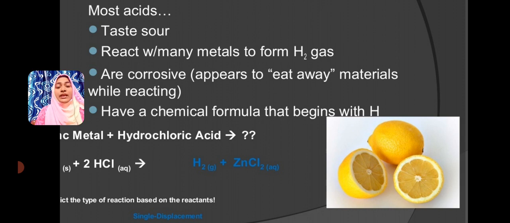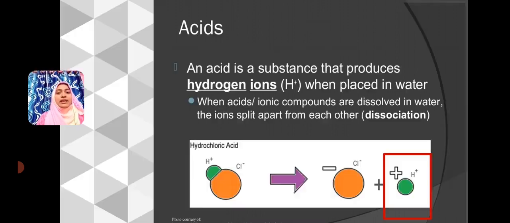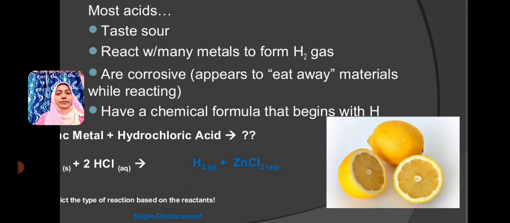That means if acid is put on your skin, do not try this, it will burn your skin. So, it is called corrosive. If we see the reaction of a metal with an acid, hydrogen gas is liberated and zinc chloride is formed.